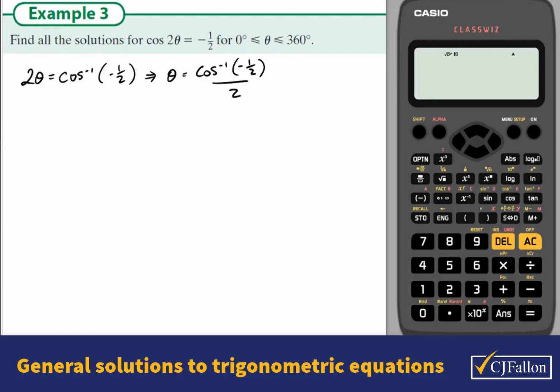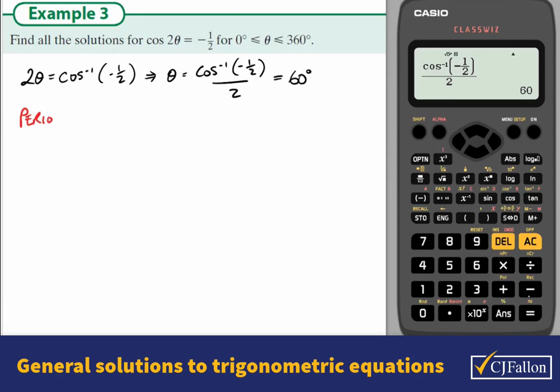If 2 theta is cos inverse negative a half, well then theta is cos inverse negative a half divided by 2. And I could sub this into the calculator. Cos inverse negative a half divided by 2. It'll give me one of the solutions. So 60 degrees is a solution.